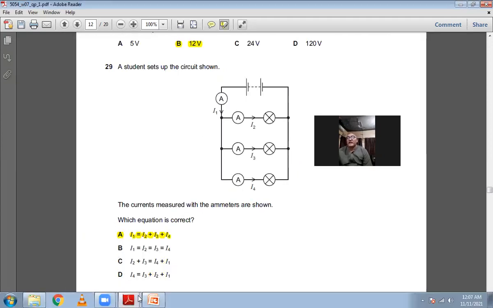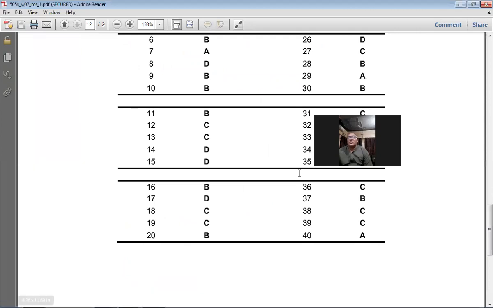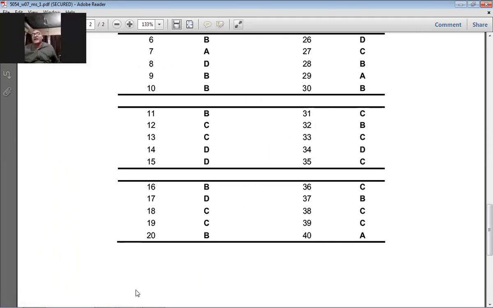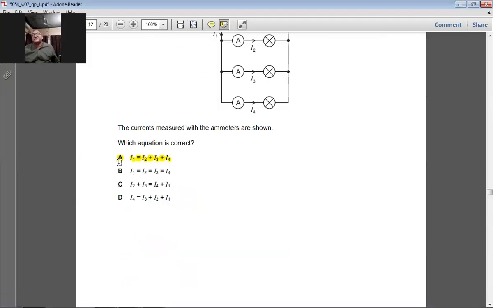Question number 29, A is the right option.